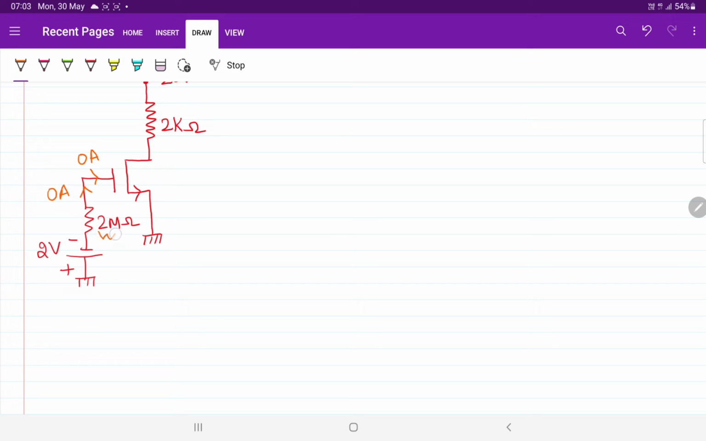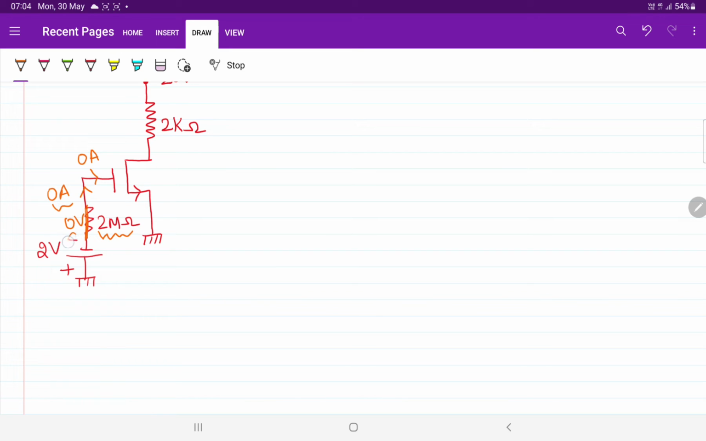Then what is the voltage drop across this 2 mega ohm resistor? The voltage drop can be written as 0 ampere current into 2 mega ohm resistor. According to Ohm's law, V is equal to I into R. Since I is 0 and R is 2 mega ohm, 0 into 2 mega ohm will become 0 only. So there is no voltage drop across the resistor. It means you need not consider that resistor. Directly you can short circuit that terminal. Now it has become useless.